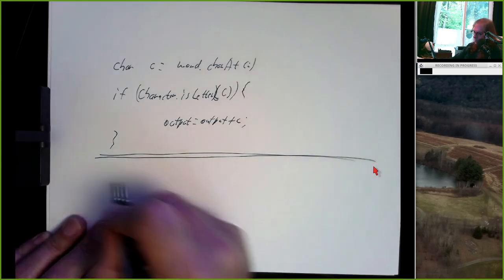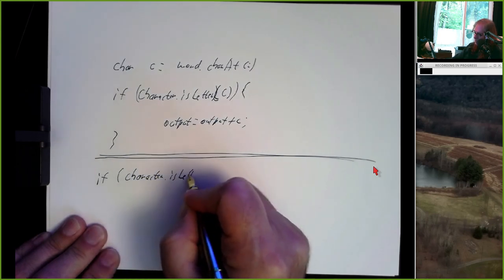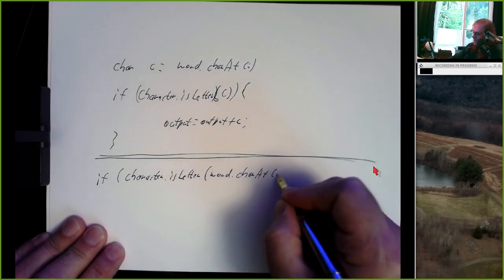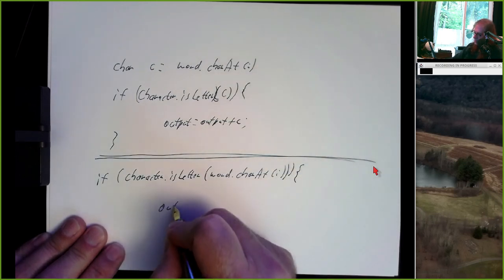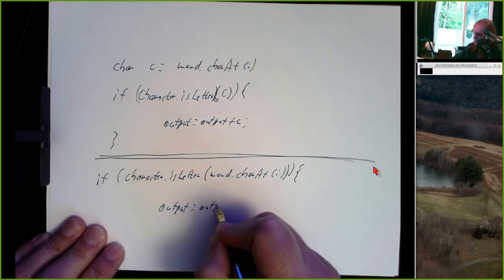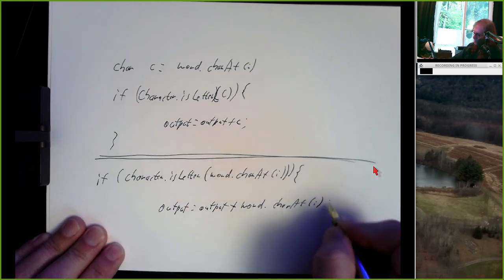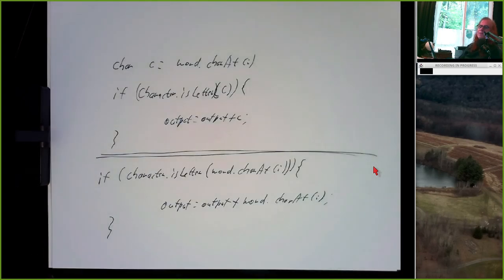I could also do, if Character.isLetter(word.charAt(i)), output = output + word.charAt(i), and I'm avoiding the use of a temporary variable. Is that good or bad? I don't know. In some sense, I'm doing more work here because I'm calling charAt twice, but I'm eliminating a variable.